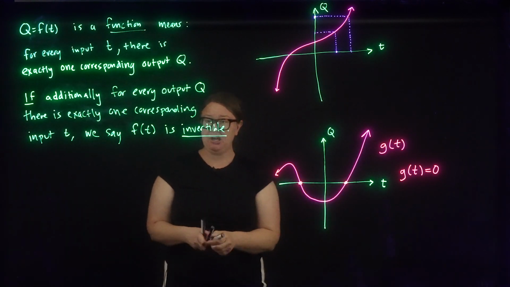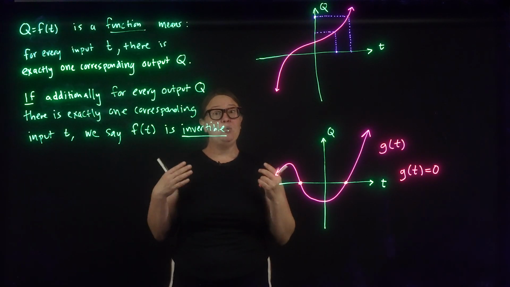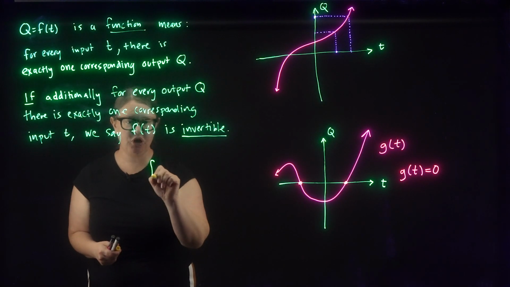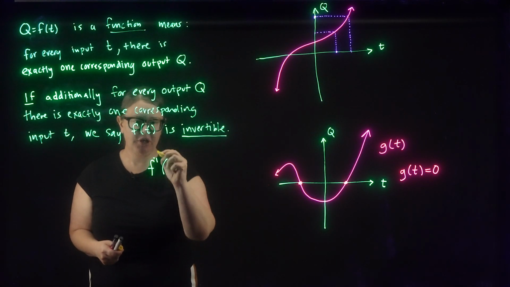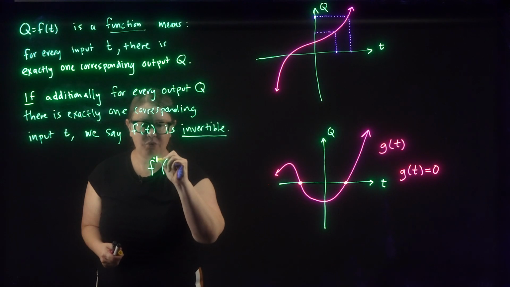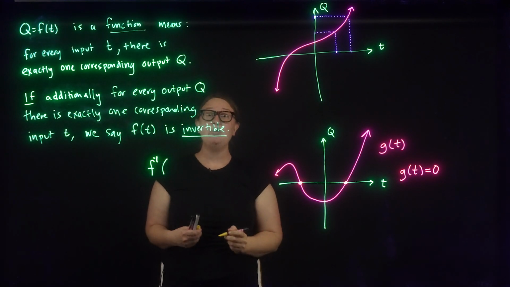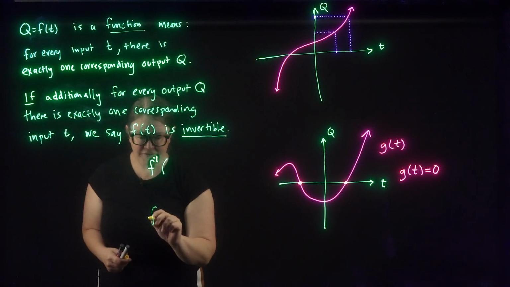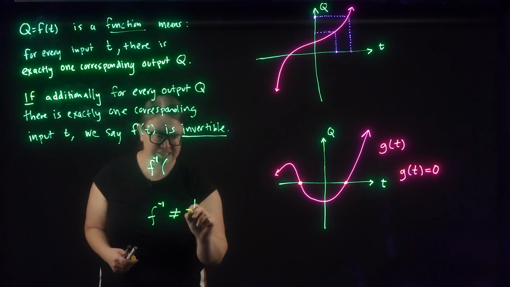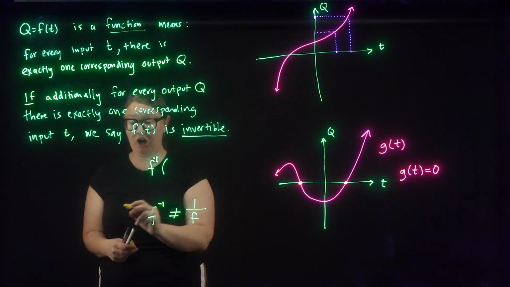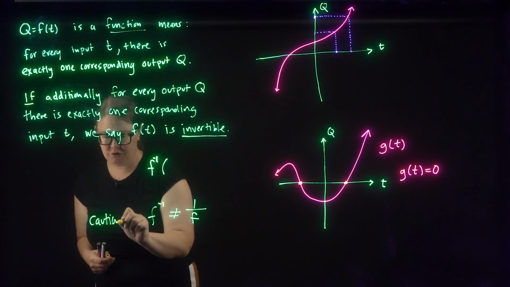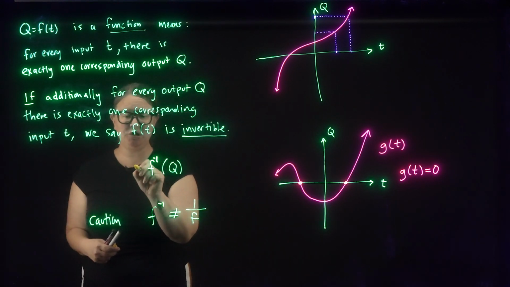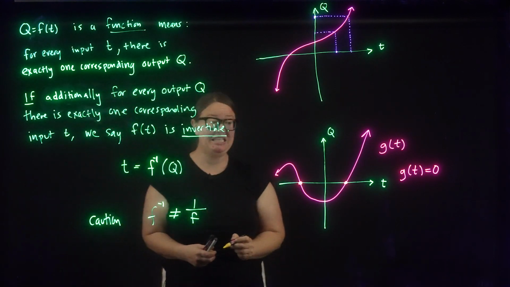One more piece of notation I want to introduce here is that when I have an invertible function, I have a new function called f inverse. I indicate it with a little -1, which is confusing because I don't mean a negative exponent here, okay? So when I write f inverse, it does not mean the same as 1 over f. So caution. But I have a new function called f inverse whose inputs are q and whose outputs are t.